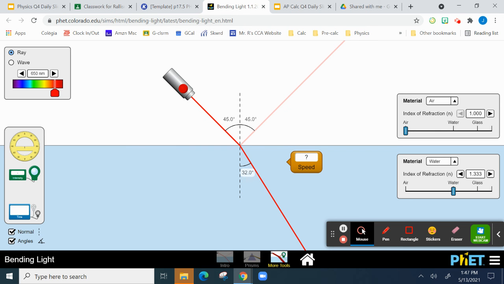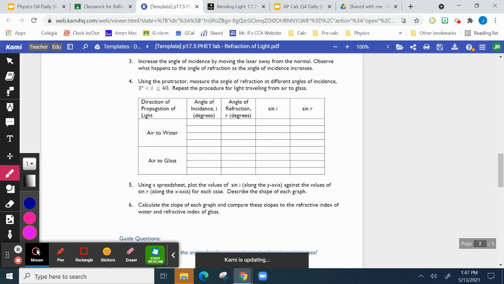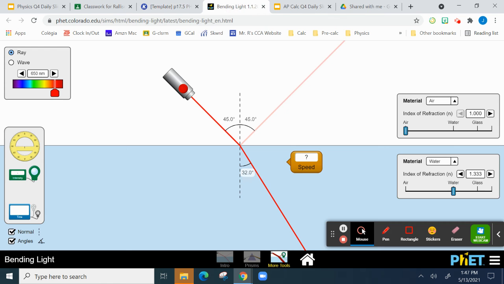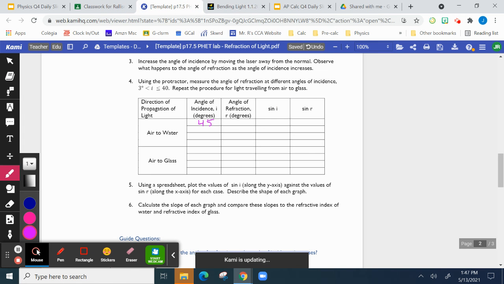So I'm going to make that 45. The angle of incidence is 45 here, and the angle of refraction was 32, right? So now you need to put the sine of 45 degrees. You're going to calculate the sine of 45 degrees and put it there, and then the sine of 32 degrees. And you're going to pick 4 different angles here.